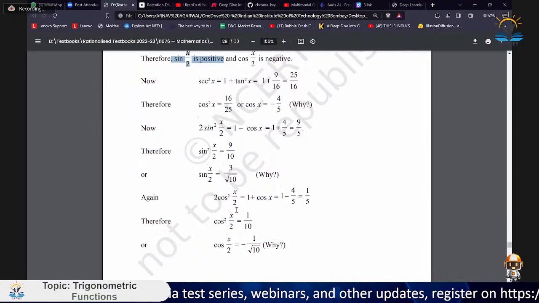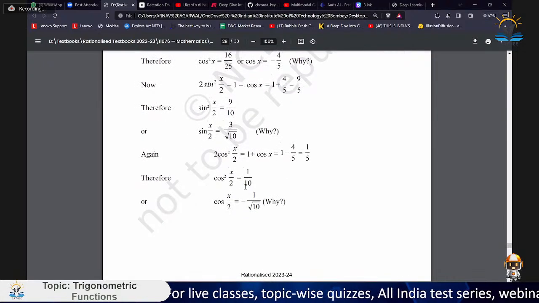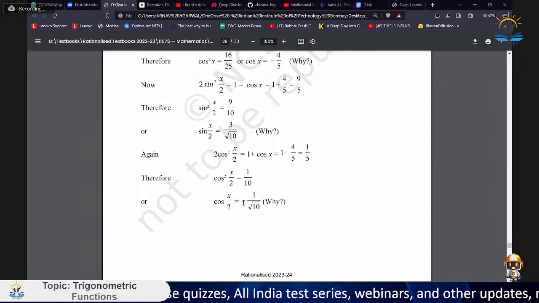By the double angle formula, we know that 2 cos square x by 2 is equal to 1 plus cos x, right? So cos x we can write as minus 4 by 5. 1 minus 4 by 5 is 1 by 5. We can hence get the cos x by 2 value. Again, we reject the positive value because we know that cos x by 2 is negative in the second quadrant.